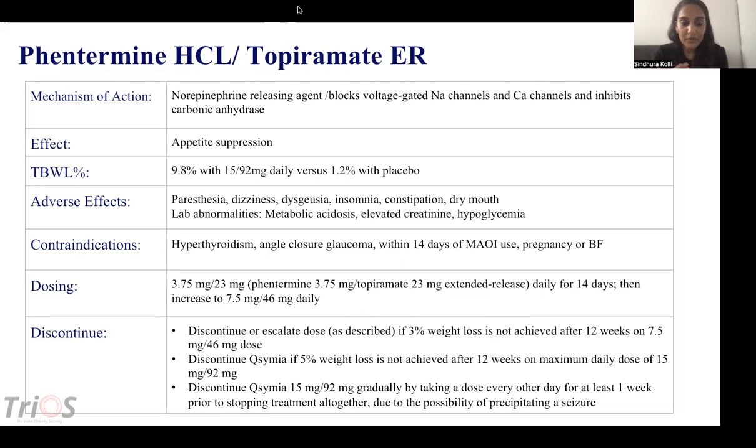We're going to discontinue the combo pill, which is known as Qsymia, if 5% weight loss is not achieved after 12 weeks on the maximum dose, which you can go up to 15/92. The way that we discontinue it is we gradually take a dose every other day for at least a week prior to stopping it altogether, because with topiramate specifically, you don't want to precipitate a seizure.